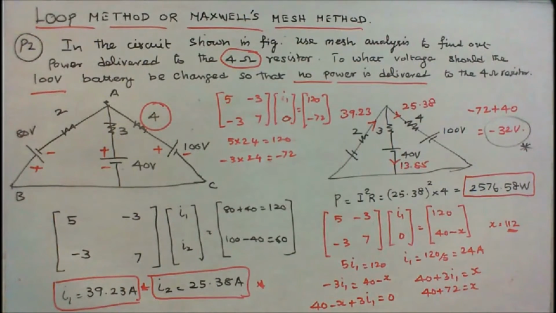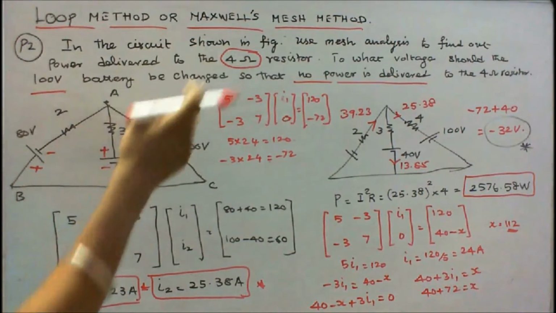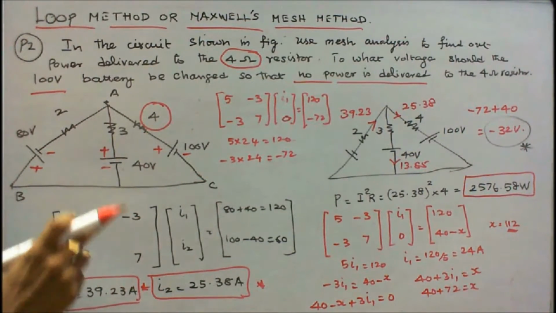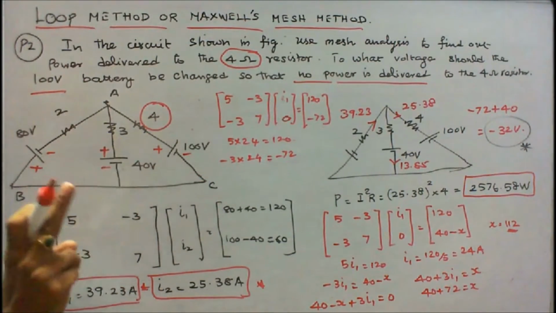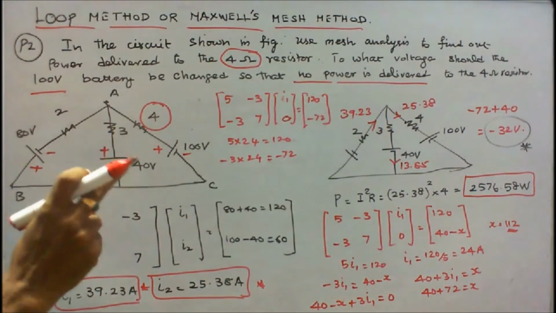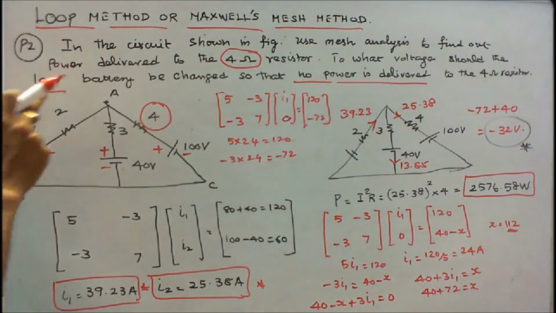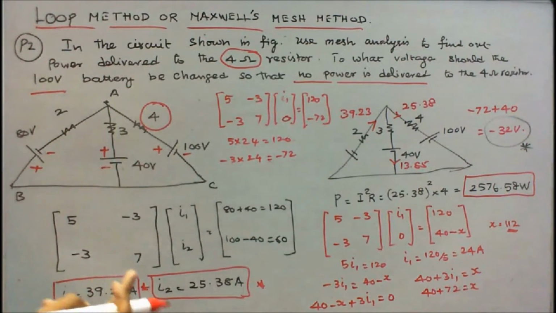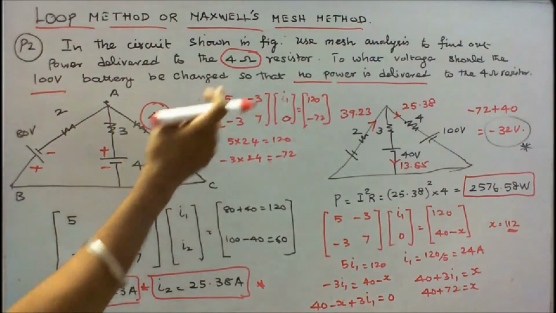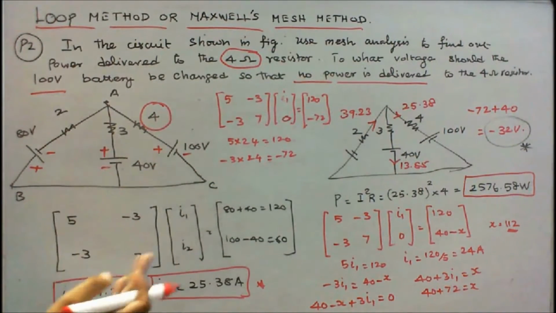Problem number 2. In the circuit shown in figure, use mesh analysis to find out power delivered to the 4 ohm resistor. That's the question number 1. Number 2. To what voltage should the 100 volt battery be changed so that no power is delivered to the 4 ohm resistor? No power means there is no current, I2 is equal to 0.